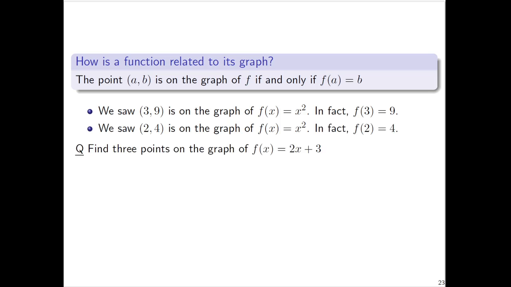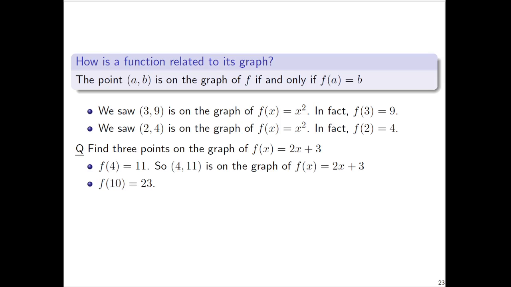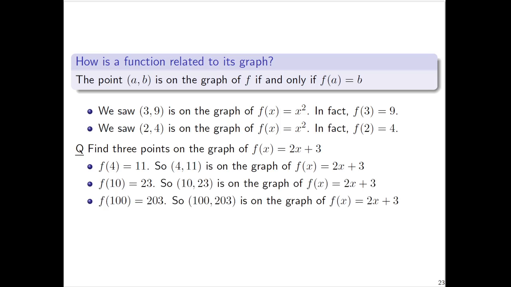So let's find 3 points on the graph of f(x) = 2x + 3. Well, if we plug in 4 for x, we'll have f(4) is equal to 11. So the point (4, 11) is on the graph. f(10) is equal to 23. So the point (10, 23) is on the graph. f(100) is equal to 203. So the point (100, 203) is on the graph. So those are 3 points. There's many more.